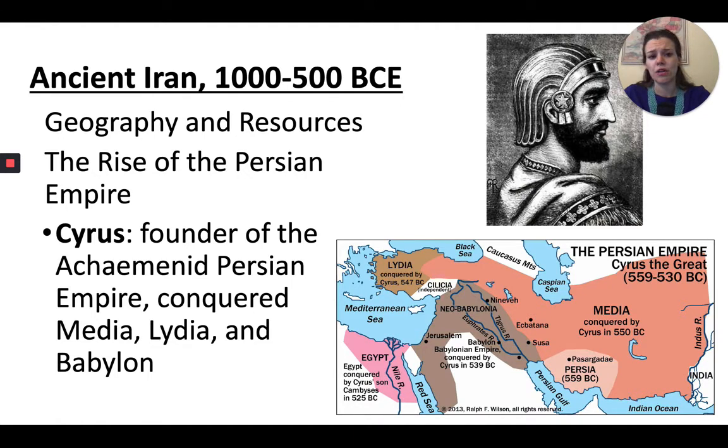This territory is relatively isolated. It's surrounded by mountains, the Zagros Mountains, the Caucasus Mountains. You have the Caspian Sea, the Persian Gulf, and then more mountains and desert. Northeastern Persia is less protected and thus more vulnerable to attack from nomads in Central Asia.